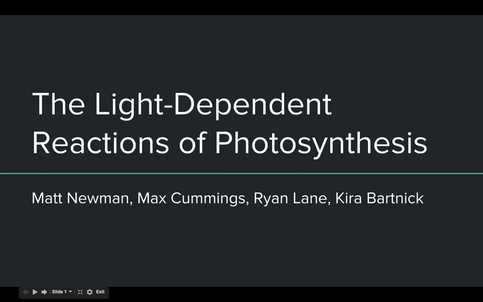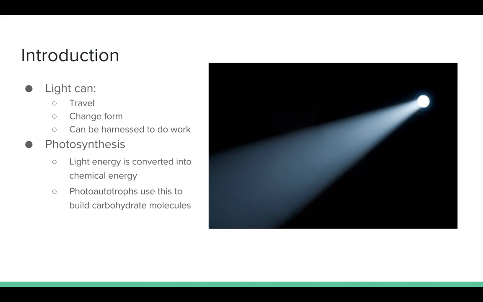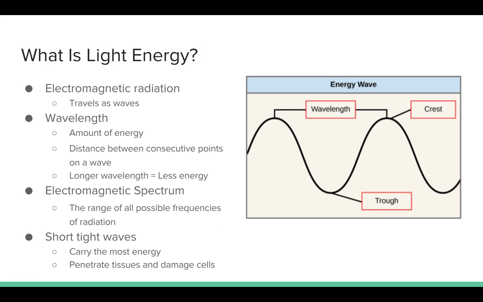The light-dependent reactions of photosynthesis. Light can travel, can change form, and can be harnessed to do work. Photosynthesis is when light energy is converted into chemical energy, and photoautotrophs use this to build carbohydrate molecules.